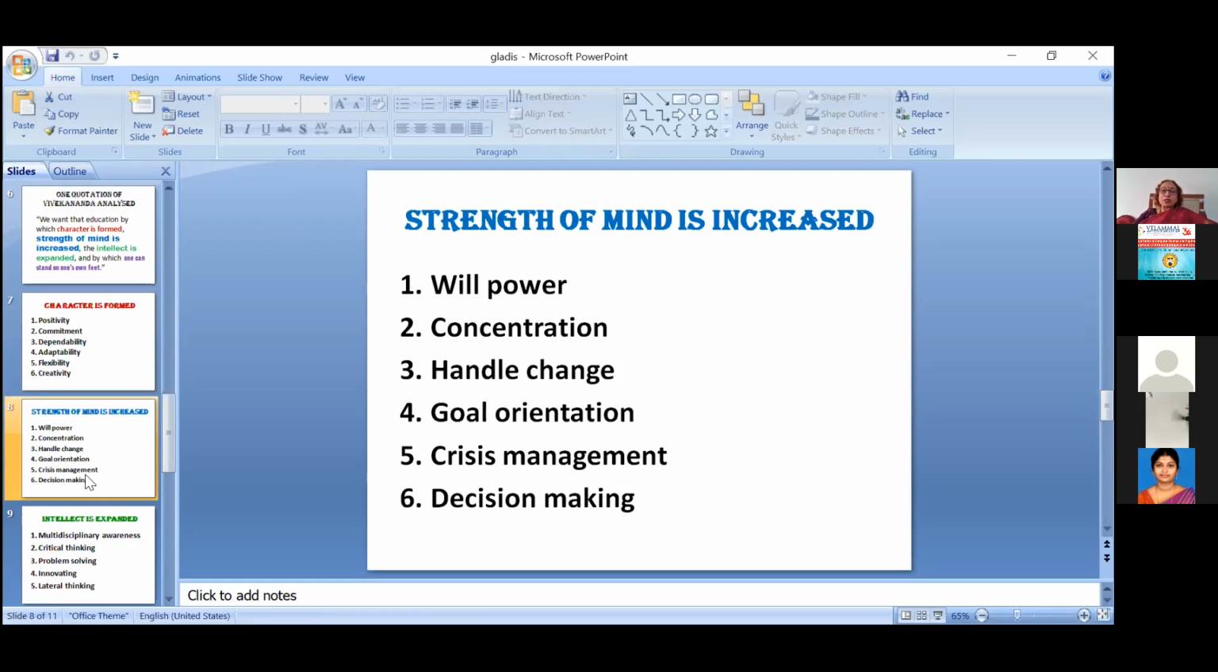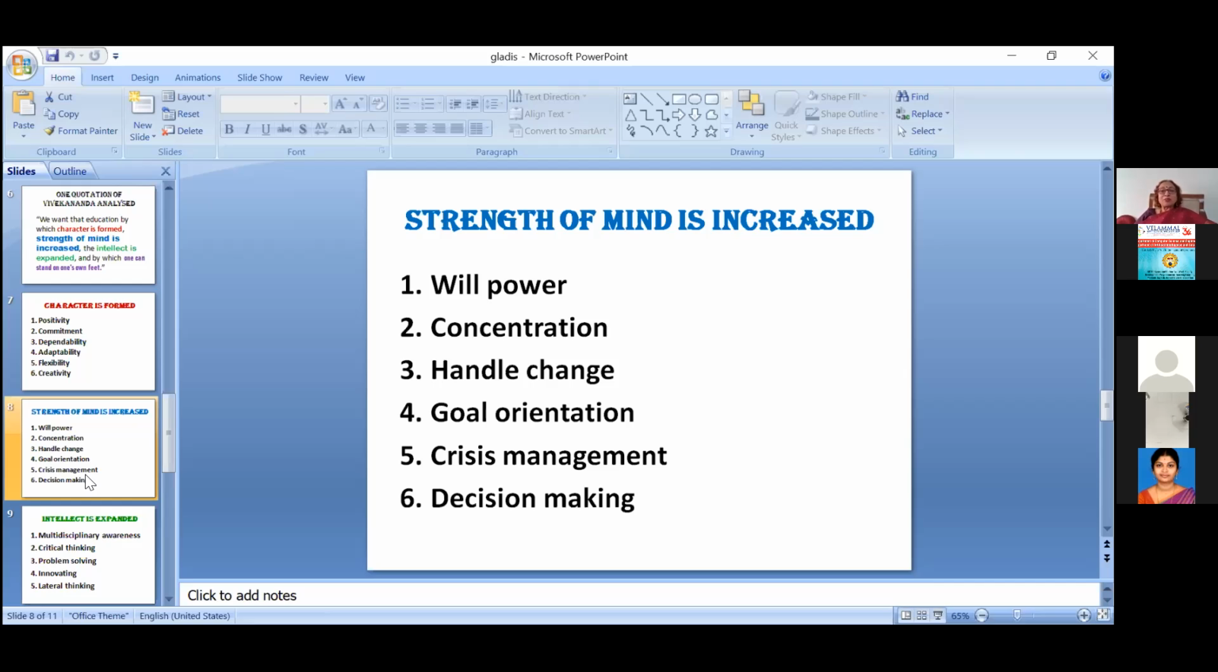Now we move on to the next point, and that is strength of mind is increased. Strength of mind. These, I think, don't need much of my talking about it. Willpower. We are very vacillating. Today we believe something, tomorrow we believe something else. Today we are convinced about one thing, tomorrow we say, no, that was not true at all. That is not flexibility, which I said earlier. That is indecisiveness. Look at the first and the last point, decision making.